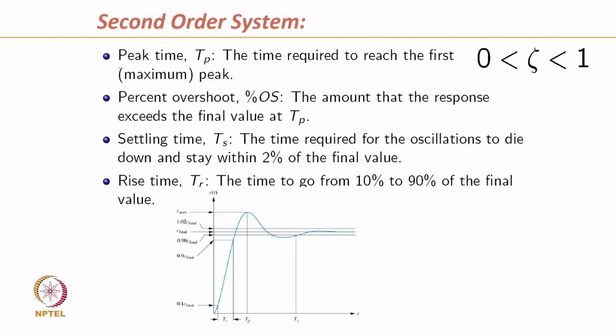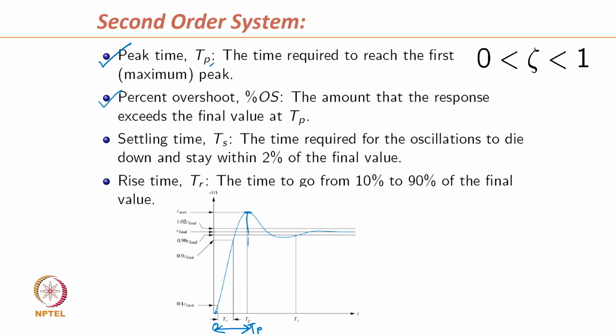The first one is the peak time. The peak time is the time required to reach the first peak in the output. When the output starts ramping, it reaches a peak, it comes down, and then it oscillates and reaches the steady state value. The time it takes to reach that first peak is the peak time, the Tp we call it. And in this graph, this is the peak value and this is the time it takes to reach from 0 to this peak value, which is Tp.